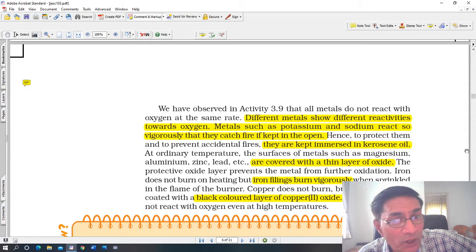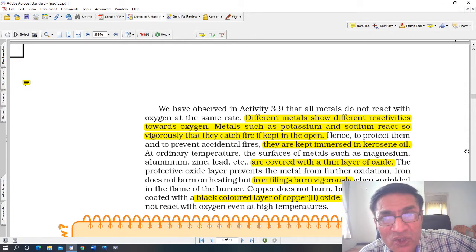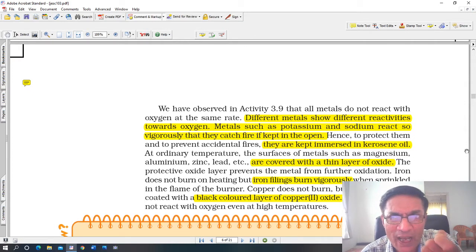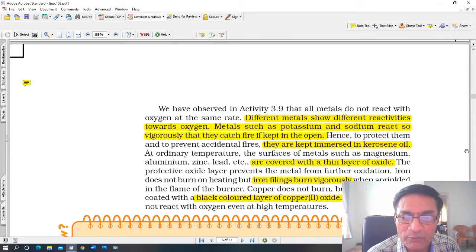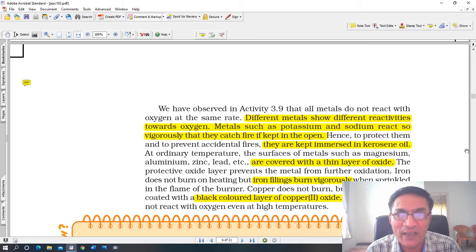Iron does not burn on heating, but iron filings मतलब छोटे-छोटे आयरन के टुकड़े, बाल जैसे. Iron filings burn vigorously when sprinkled in the flame of the burner. Copper does not burn, but the hot metal, that is hot copper, is coated with black colored copper oxide. Silver and gold do not react with oxygen at all at high temperatures. इसलिए तो सिल्वर और गोल्ड इतने काले नहीं पड़ते हैं.